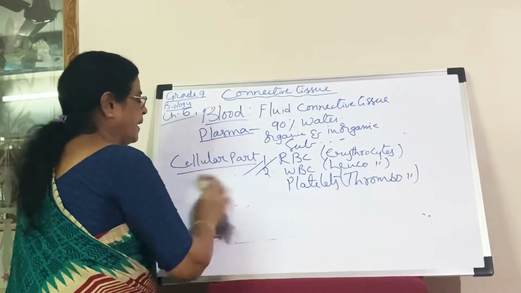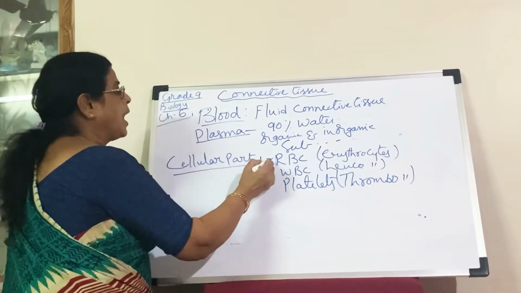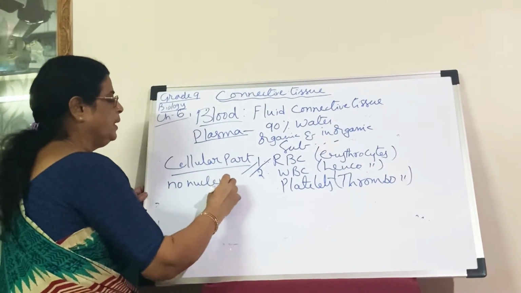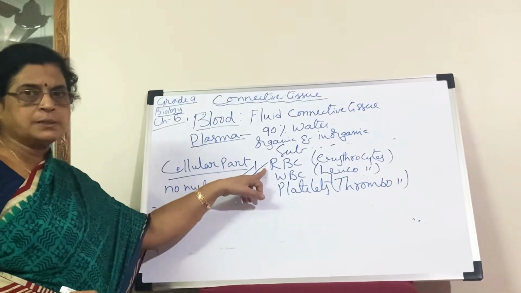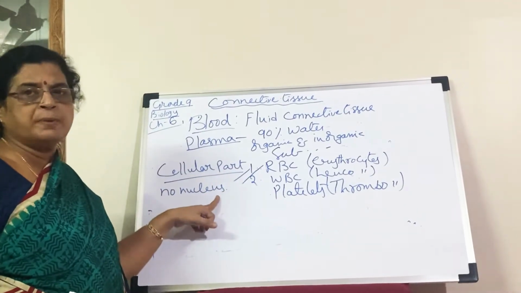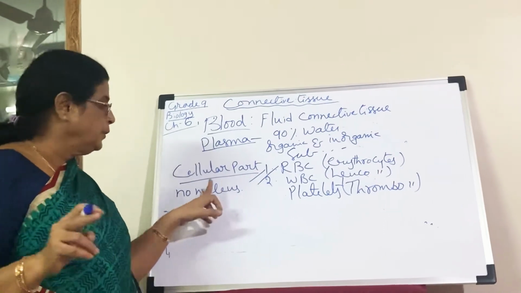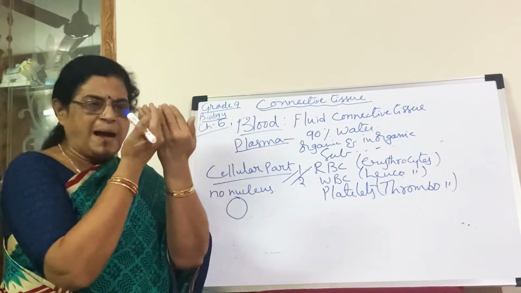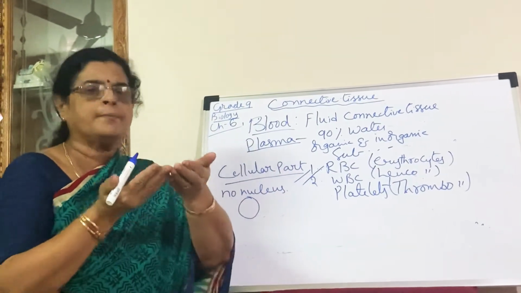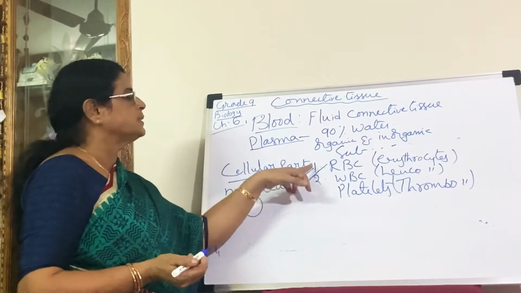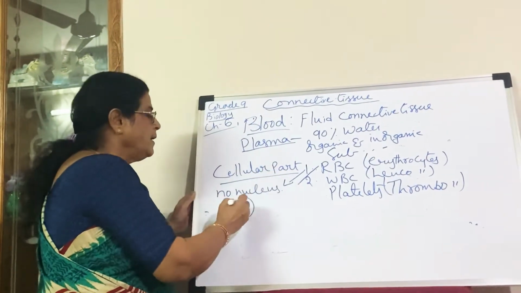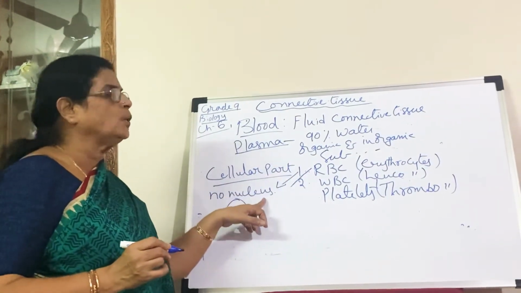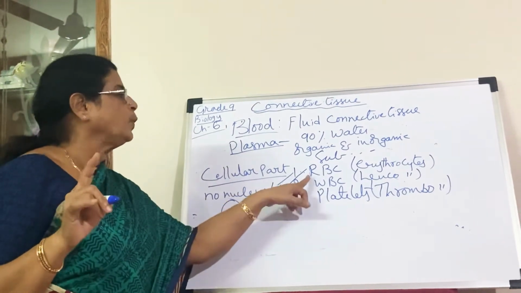Now coming to WBC. One more thing: RBC do not have a nucleus. In humans, and normally in mammals, RBC have no nucleus. They are disc-shaped and biconcave, easy to flow in the blood vessels. So no nucleus in the RBC: enucleated, disc-shaped and biconcave. No nucleus means prokaryotic cells.